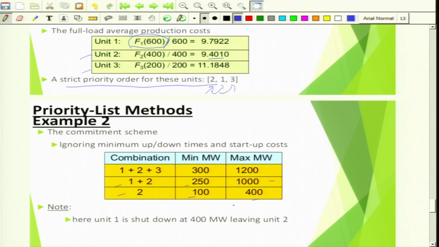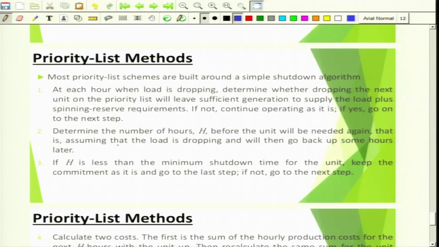So if the load is going below 400, then unit 1 can be taken off. Here unit 1 is shut down at 400 megawatt, leaving just unit 2, got it. So I am just summarizing, most priority list schemes are built around a simple shutdown algorithm.